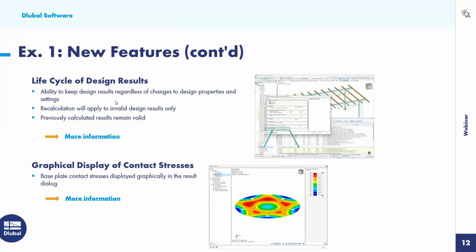So what I mean by this is that we have two connections in our model and we've already run the calculation, we can go ahead and make modifications to one of the connections and the geometry without deleting the results of the other connection. So this will be a big time saver when you are running those calculations for something like the steel joints. So again, the recalculation will apply to the invalid design results only, but the previously calculated results that are still valid will remain available to us in the program. We also can view the graphical display of contact stresses for base plates. So we'll see in just a minute how we can now display those contact stresses shown graphically as you've seen here on the right-hand side.